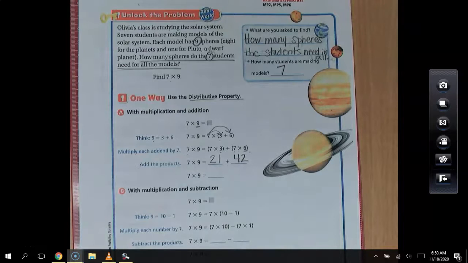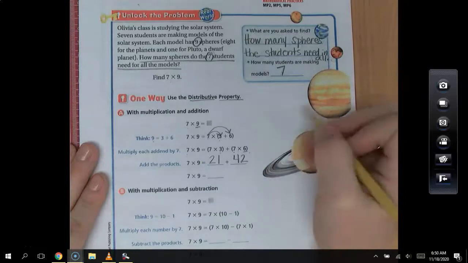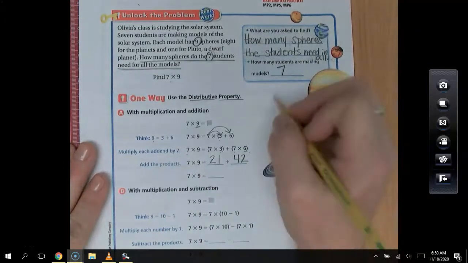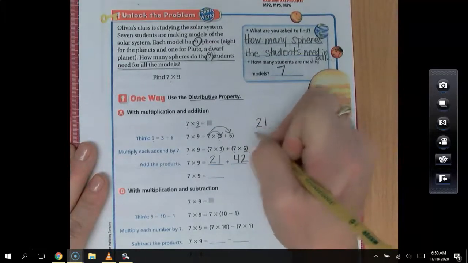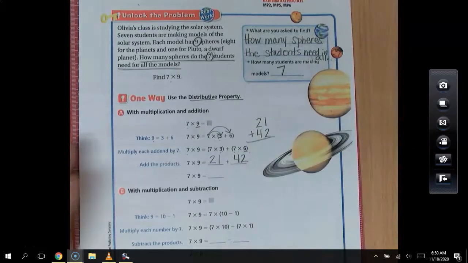So right now I have 7 times 9 equals 21 plus 42. That's where we broke apart those arrays, since we're doing the distributive property. If I drew the arrays, I could break it apart into 3 plus 6. So now I have to add 21 plus 42. What is 21 plus 42, boys and girls?